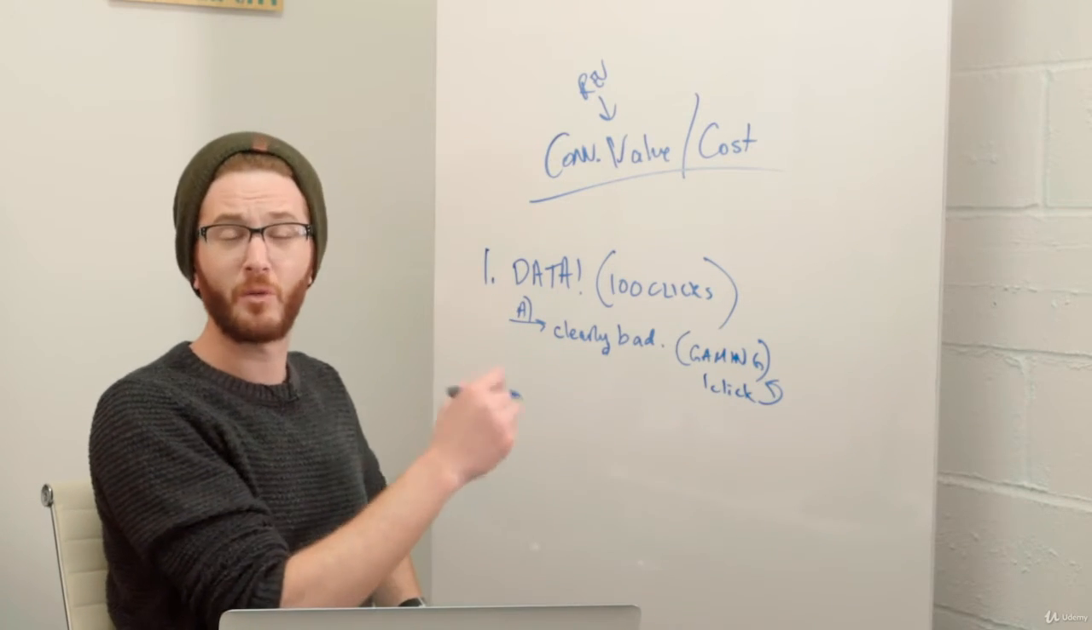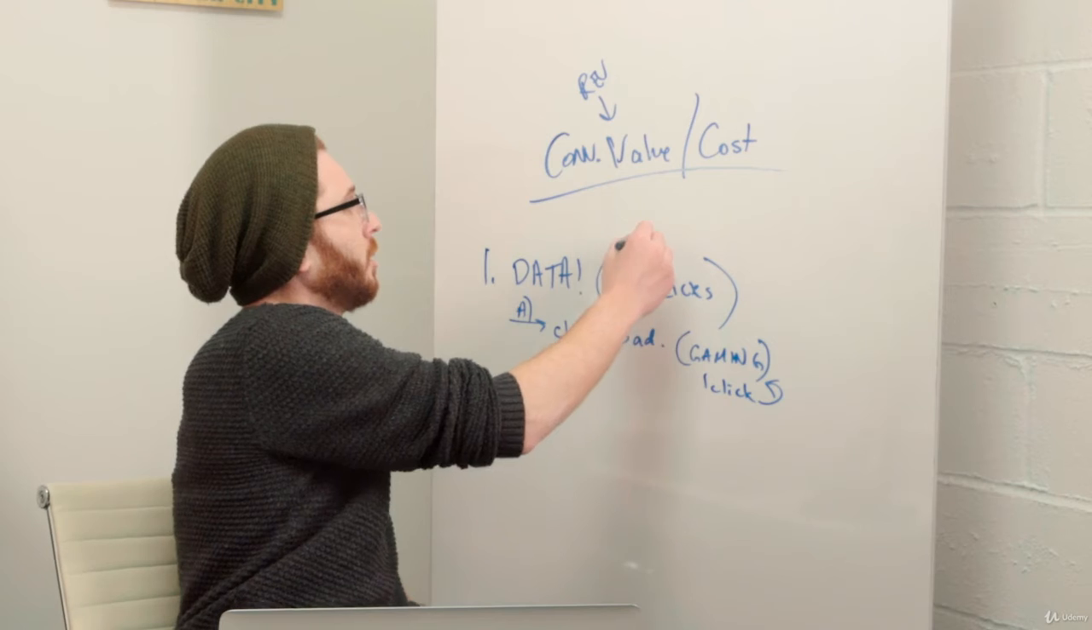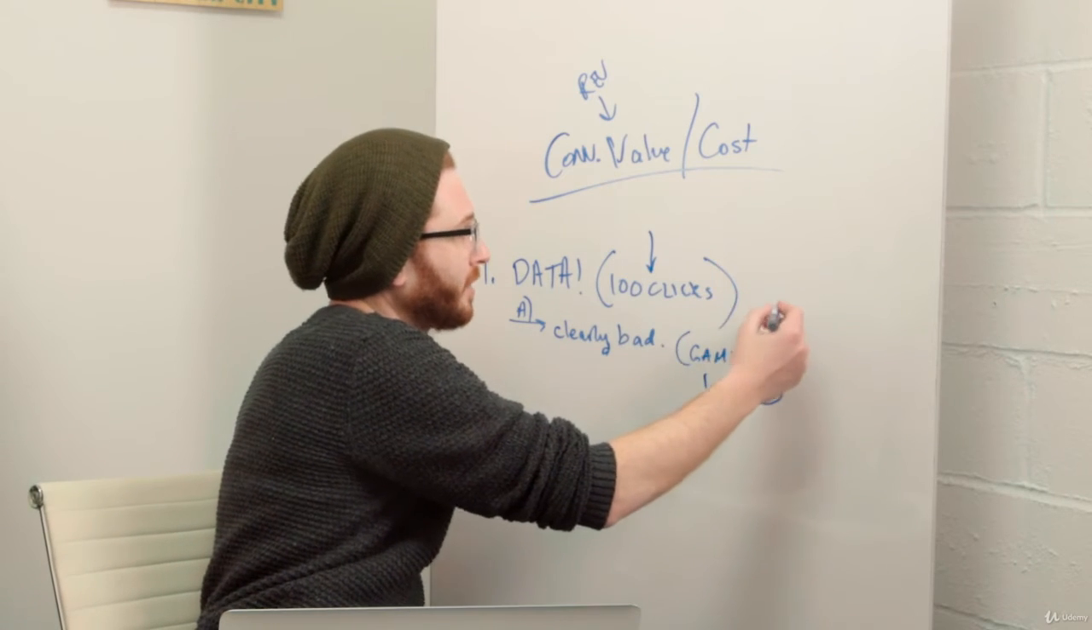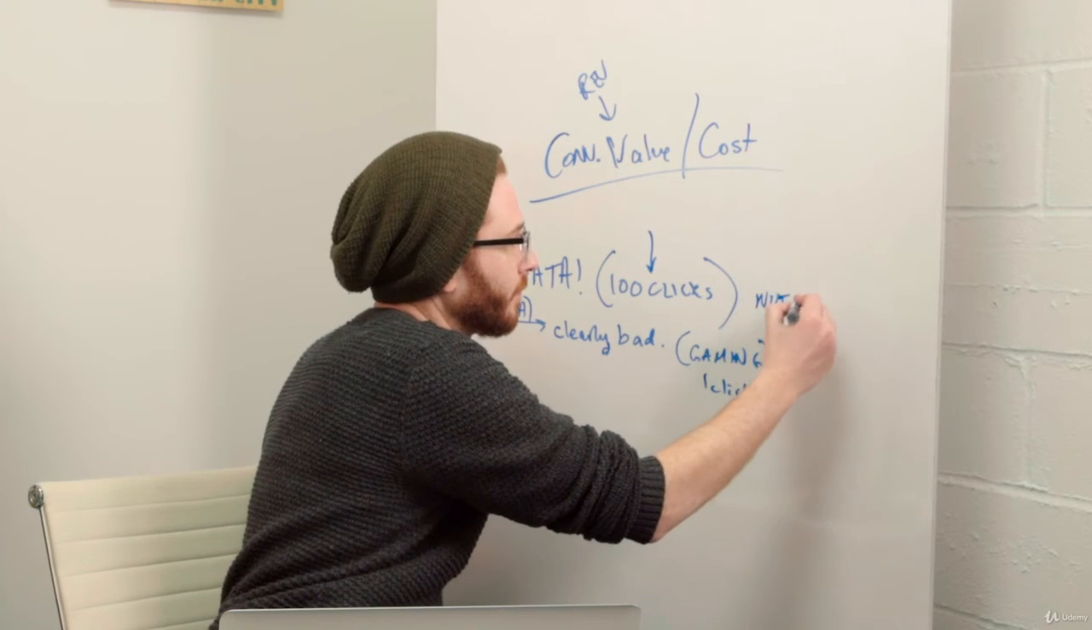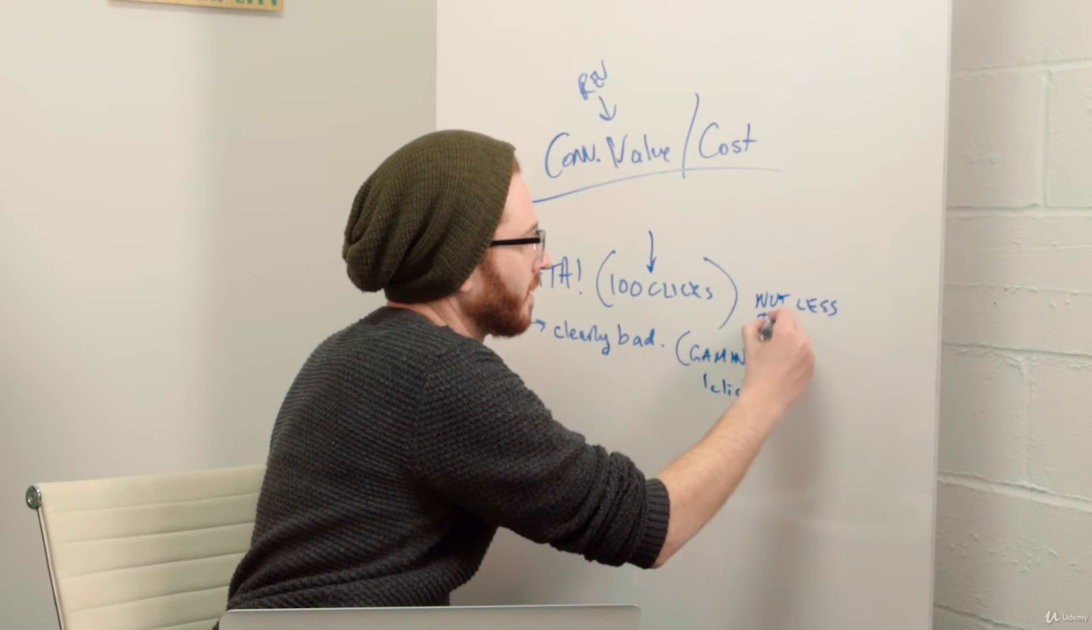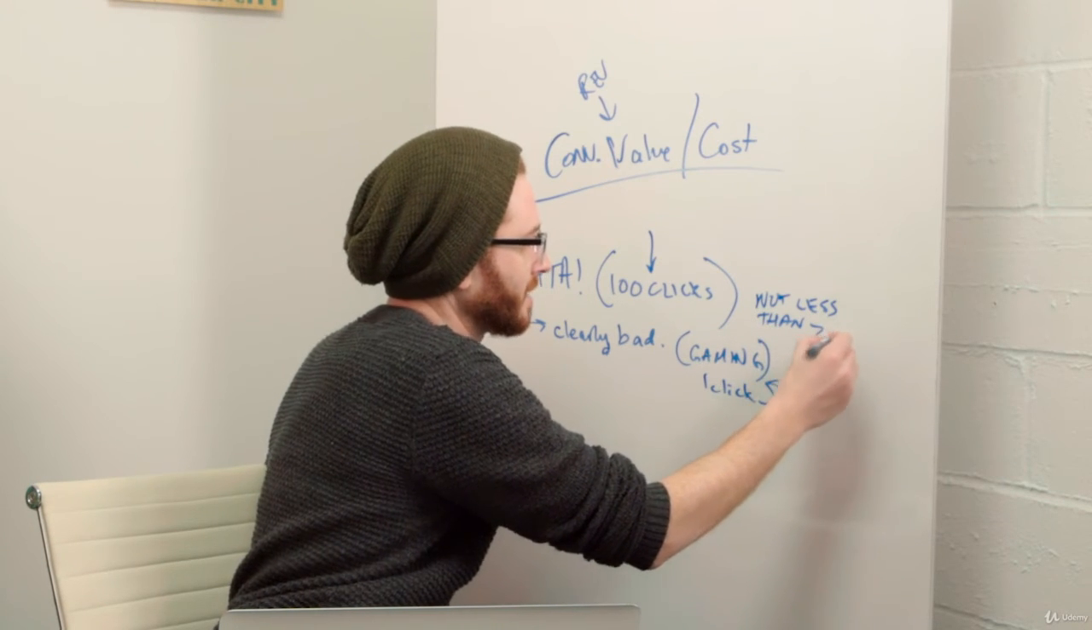But if you're looking for negative keywords that you thought could be good, you should look for at least 100 clicks, definitely not less than 30. Okay, not less than 30 clicks before adding something as a negative.